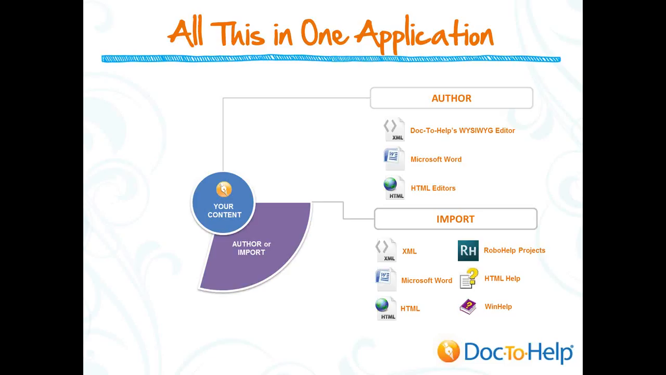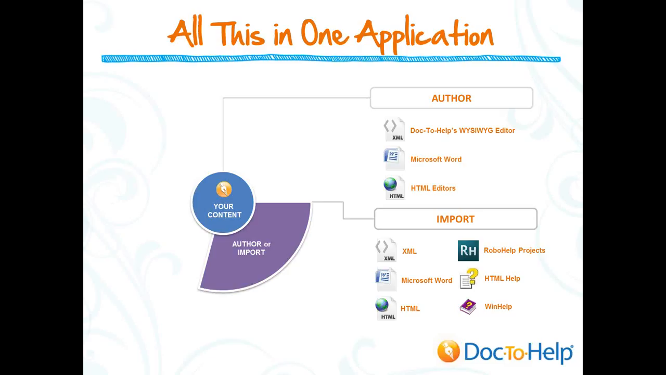Examples from our customer base include RoboHelp users converting their old projects, people with Word documents wanting to transform them into help or web content, and people with help files in outdated formats that need to convert to a more up-to-date format. Additionally, Doc2Help can convert Word or HTML to its XML-based format.